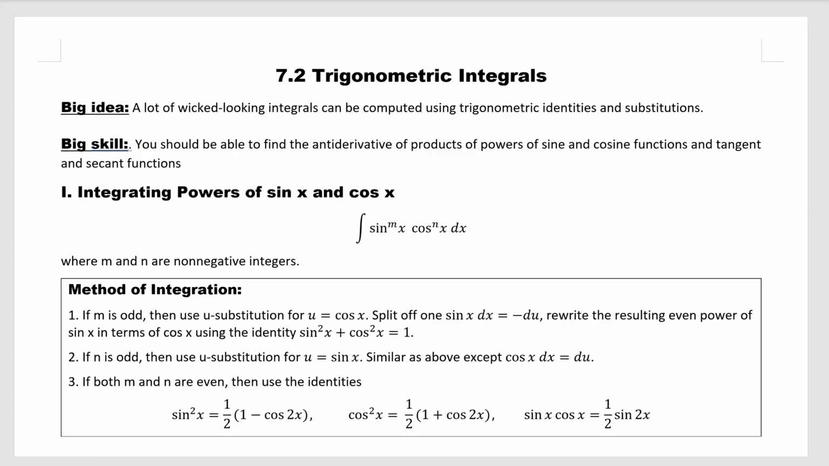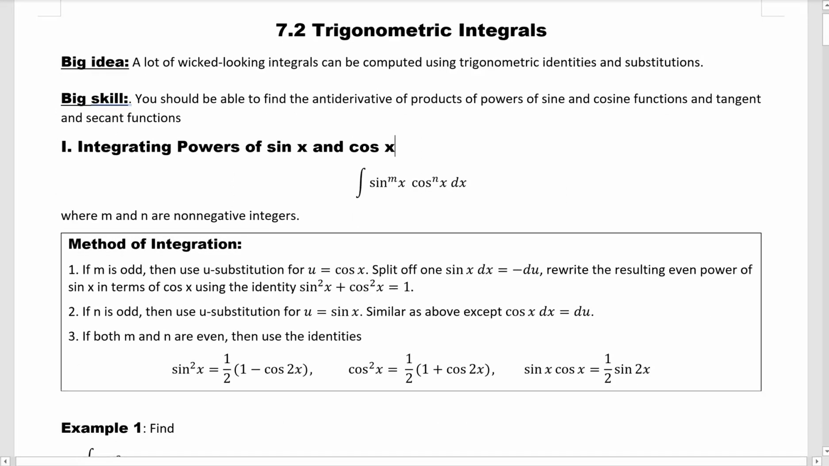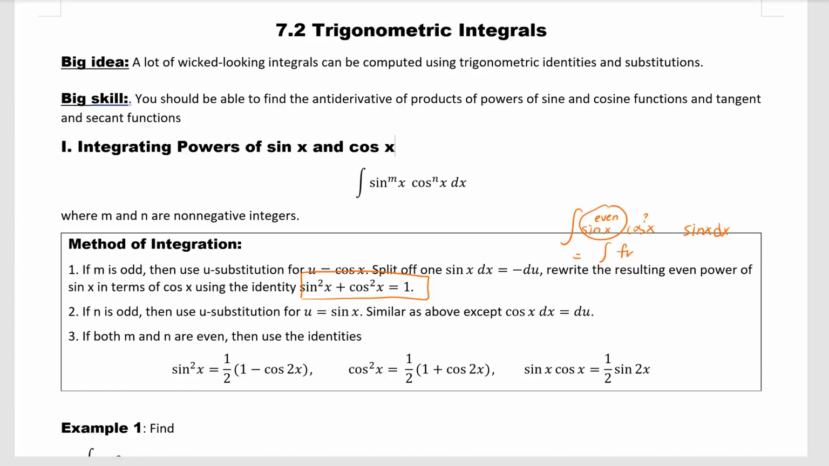First case, when the power of sine is odd. Then we can split one factor of sine x at the end, and the remaining is an even power of sine x with some power of cosine. Because this is an even power, you can change it in terms of cosine using the trig identity sine squared plus cosine squared equals 1, so that you get an integral of functions of cosine x and then sine x dx.